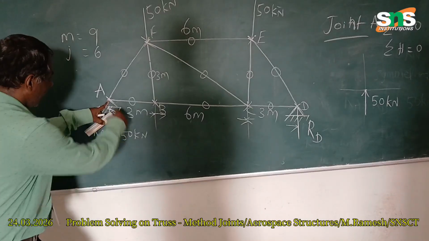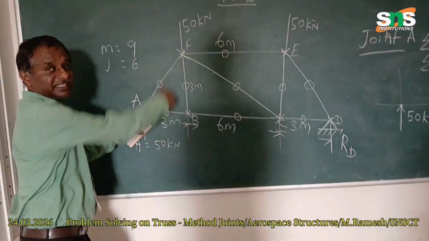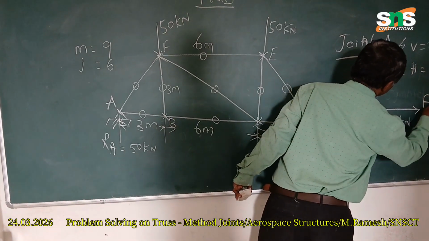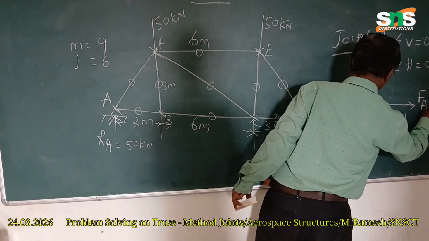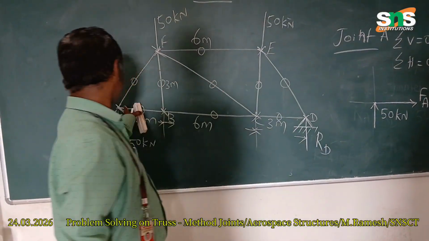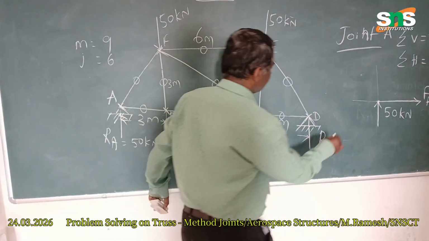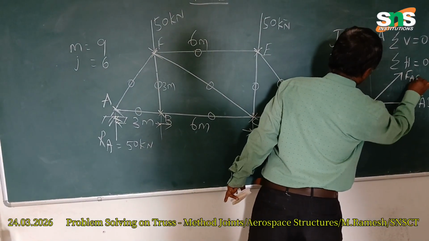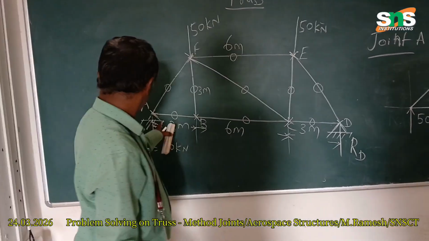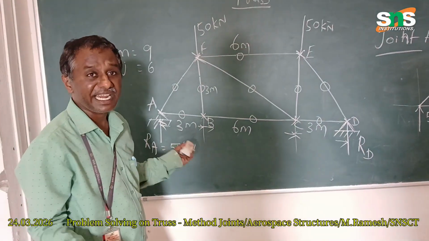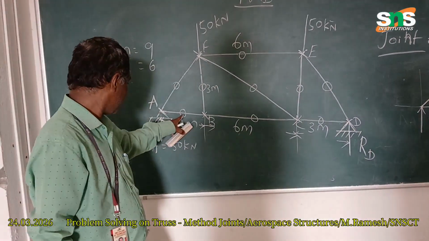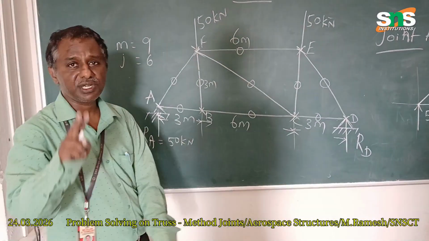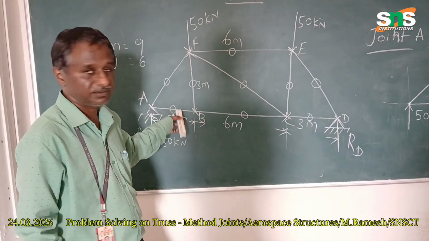And from A I can have a member AB as well as AF. AB is purely horizontal, so observe the internal force AB, and the other one is an inclined member AF. No other members are directly associated with A. So out of 3 things, this force is known, and only 2 are unknowns. So I can choose this one.